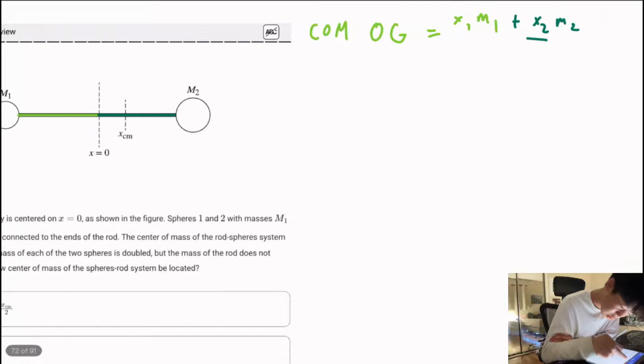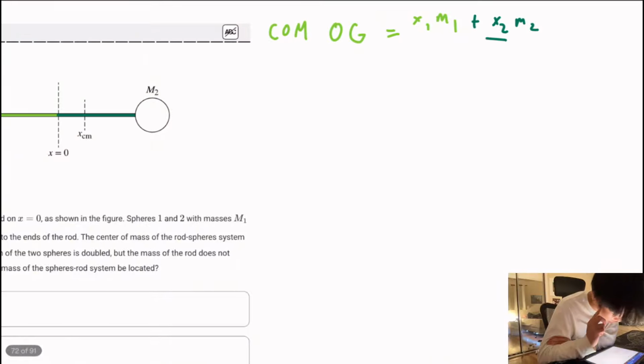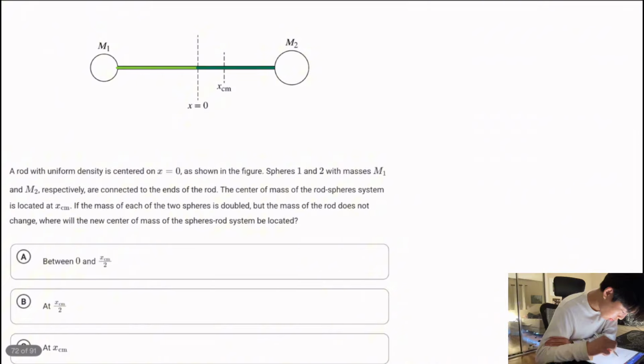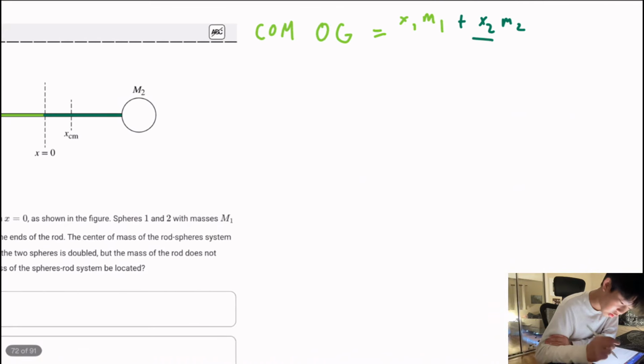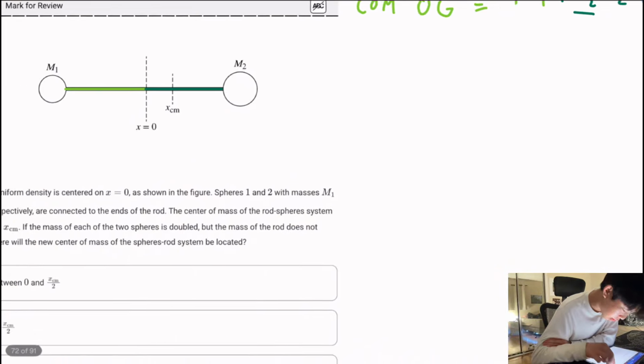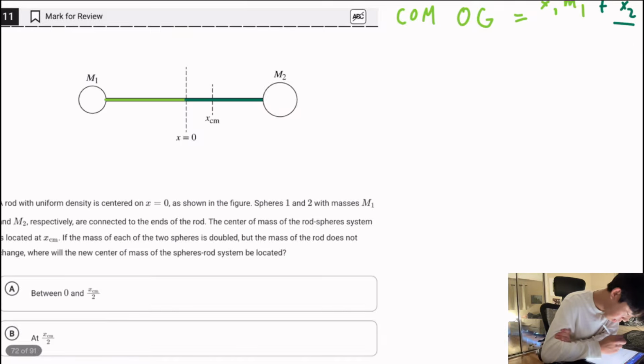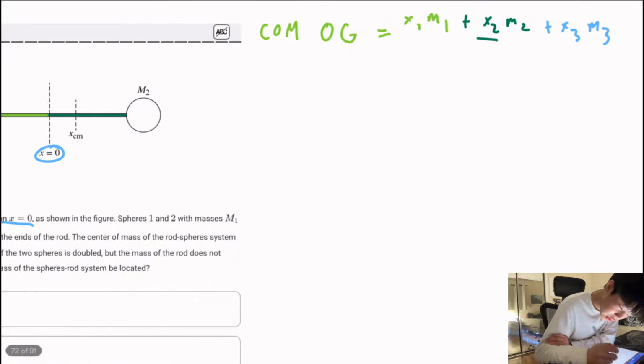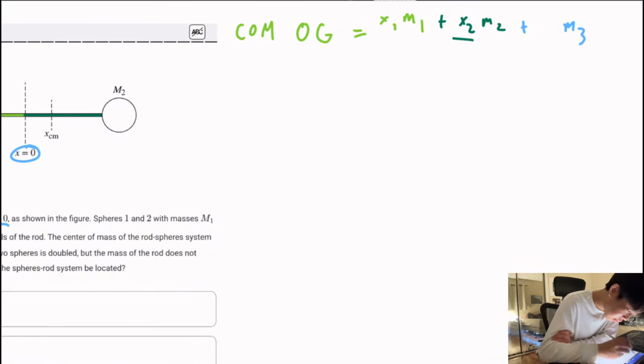And then we also can't forget about x3. And you're like, what is x3? It's the rod itself, right? Because there's a rod that's holding it all together. So I'm going to write that one in blue. And how far away is it from the center? That's a trick question because it literally tells you it's centered on x0. So if x is 0, this cancels out, which means this is the center of mass of the OG.